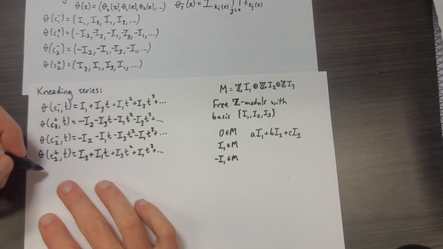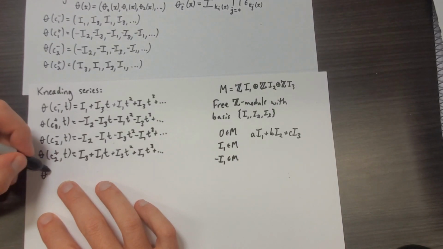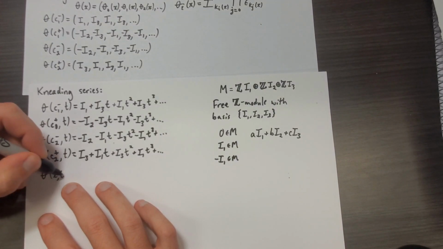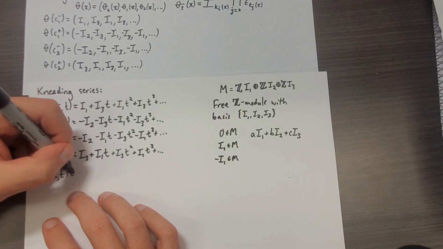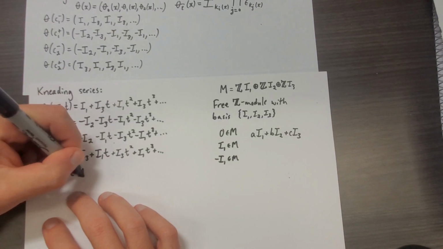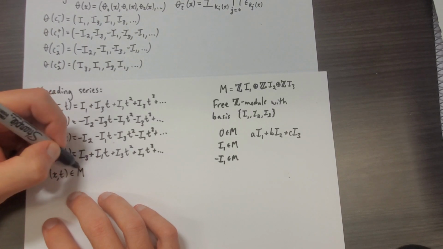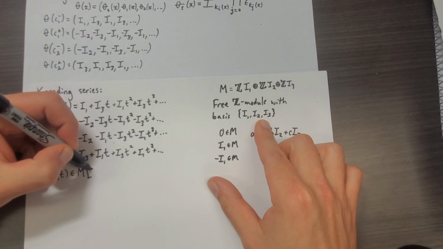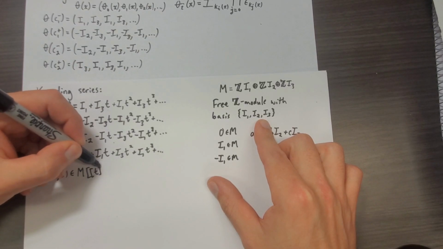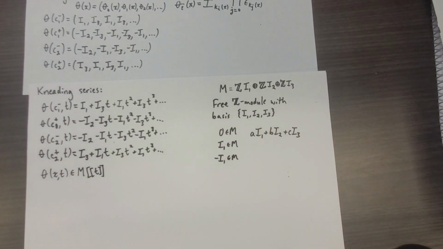So note, if you have some point in the domain X, then the Kneading series corresponding to that point is going to be an element of the power series ring with coefficients in this free Z module with basis I1, I2, I3. And the indeterminate for that power series ring is T. Okay, that's what kind of object this is.